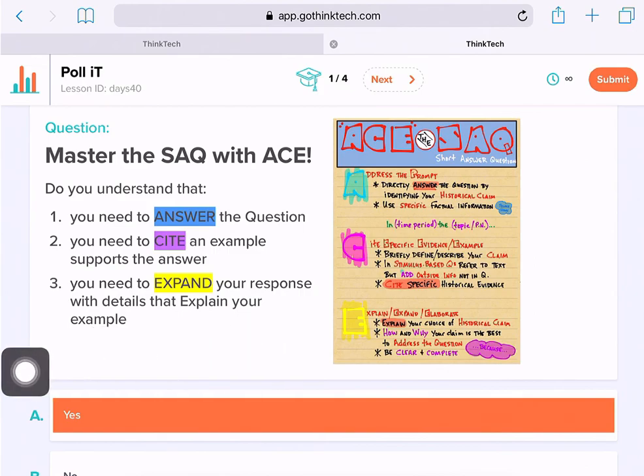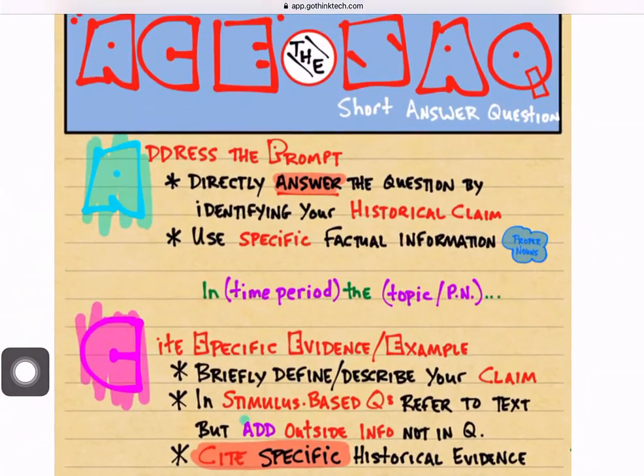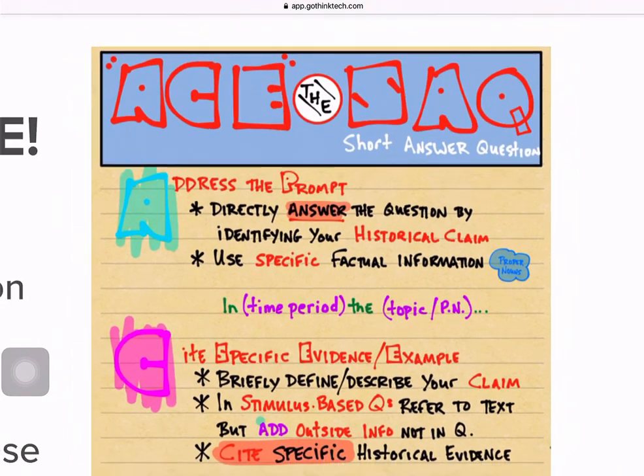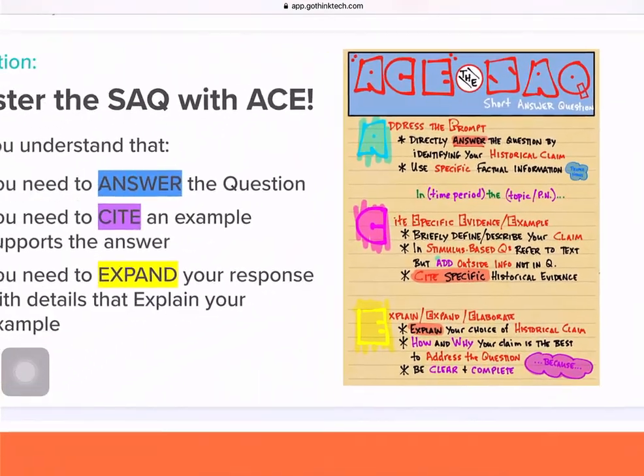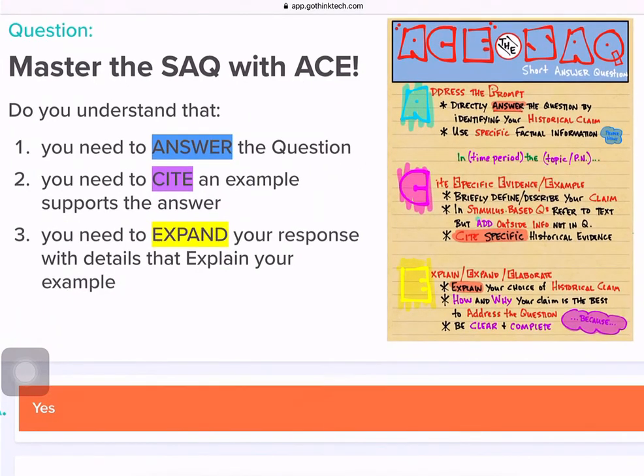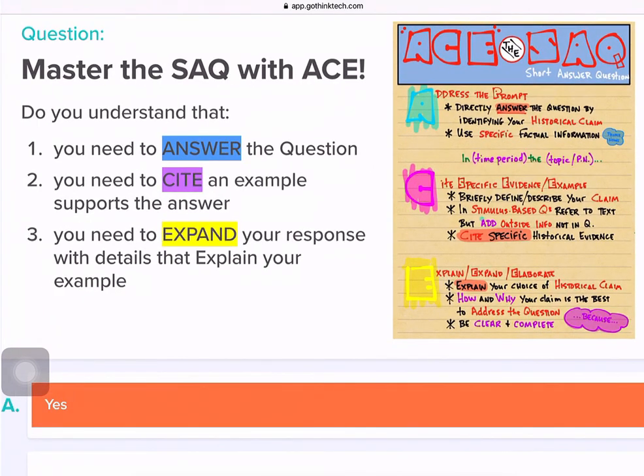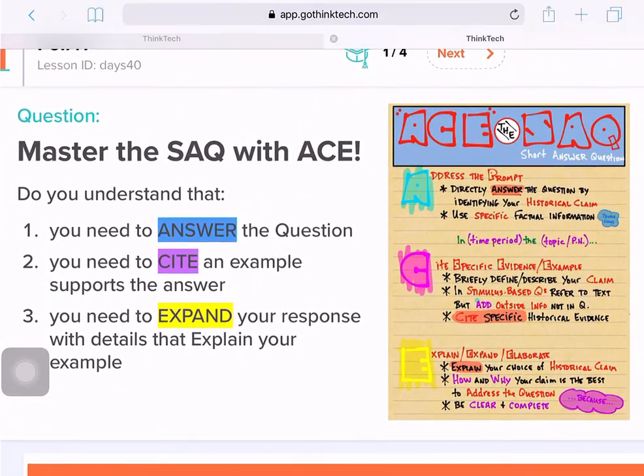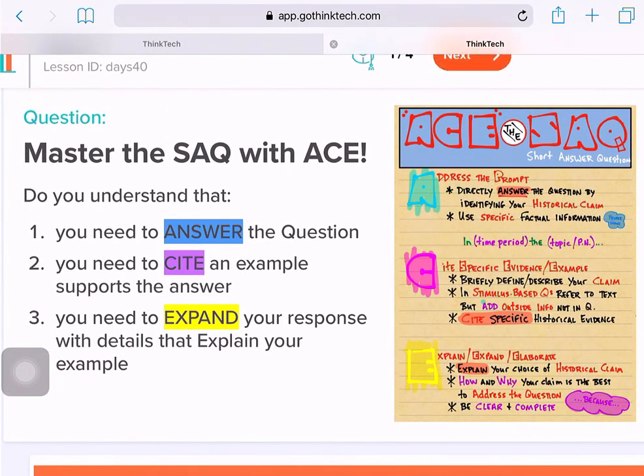By pinching and pulling, you'll be able to zoom in on some of these activities if you're using an iPad, or you could zoom in using your plus minus sign with your Chromebook. But moving along through this, I'm going to say that yes, I do understand that. I'll move to the next activity. And here is the short answer question.